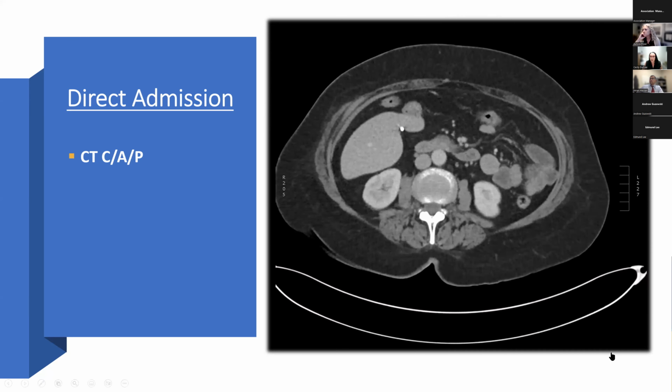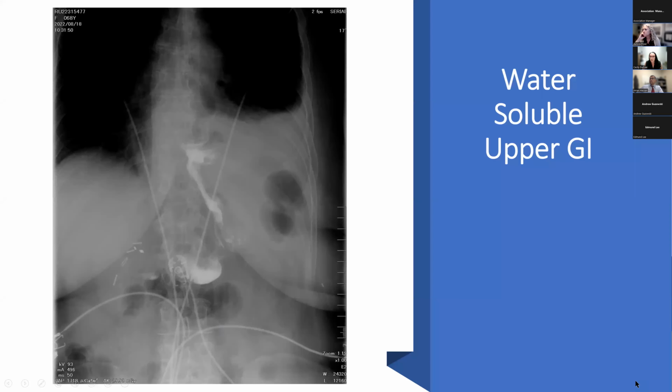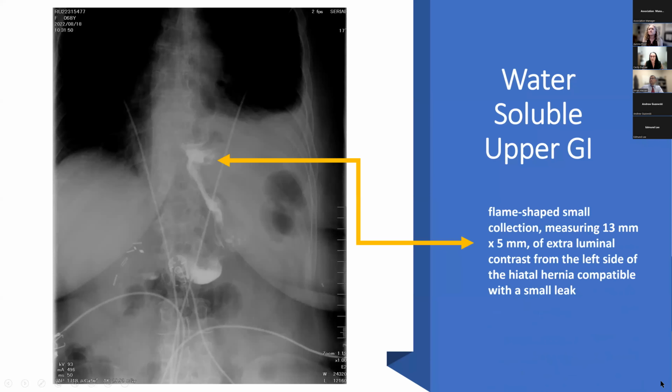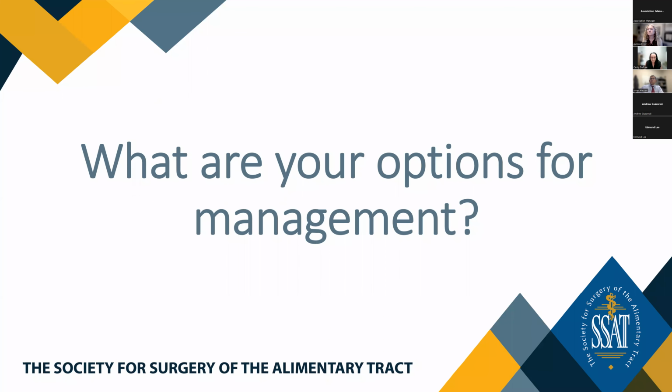And we did also proceed with the upper GI as you suggested, which demonstrated a flame-shaped small collection of about 1.3 centimeters by 5 millimeters of extraluminal contrast from the left side of her hiatal hernia that was consistent with a small leak. So now you know there's a perforation. What are your management options at this point in time?